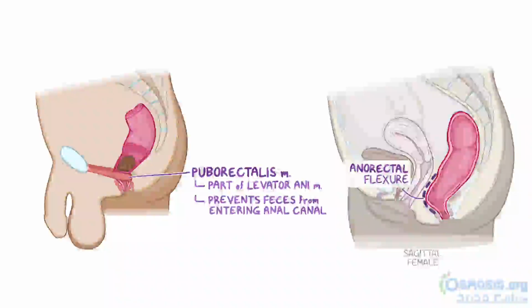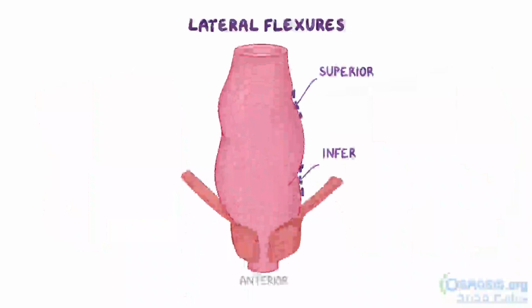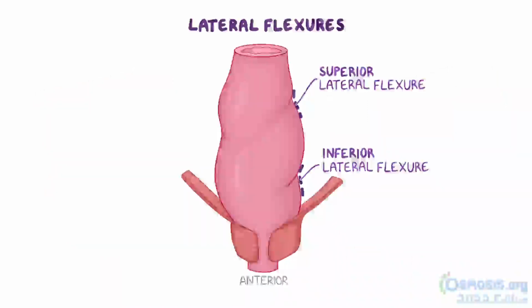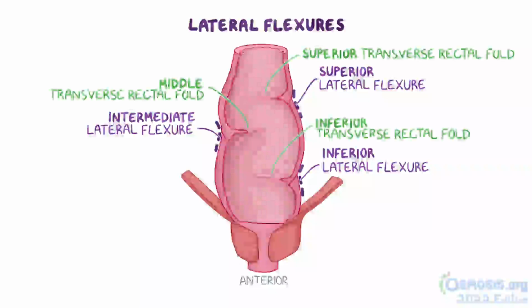Now, let's move to the anterior view of the rectum, which shows three sharp curves called the lateral flexures. These include the superior and inferior lateral flexure, which lie on the left side, and the intermediate lateral flexure, which lies on the right side of the rectum. These lateral flexures match three internal folds of the rectum, called the superior, middle, and inferior transverse rectal folds.